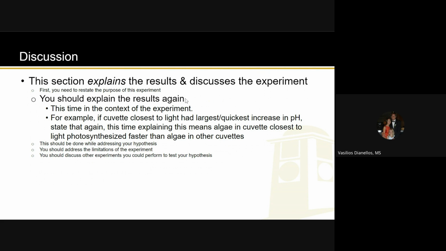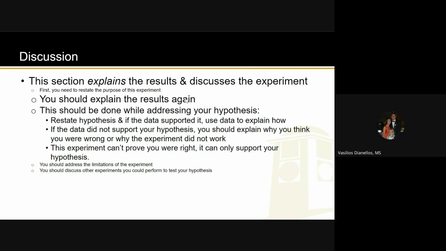And even though you just got finished describing the results, now you're going to explain what it means, right? So if this cuvette had the largest increase in pH, now's the time to say, that means this cuvette photosynthesized the most, right? And then once you've explained that, you can explain how that affects your hypothesis. Does it support your hypothesis or does it not? So again, you're re-explaining your results, but this time you're explaining what it means in the context of photosynthesis and respiration, right? And then you're explaining whether it does or does not support your hypothesis.